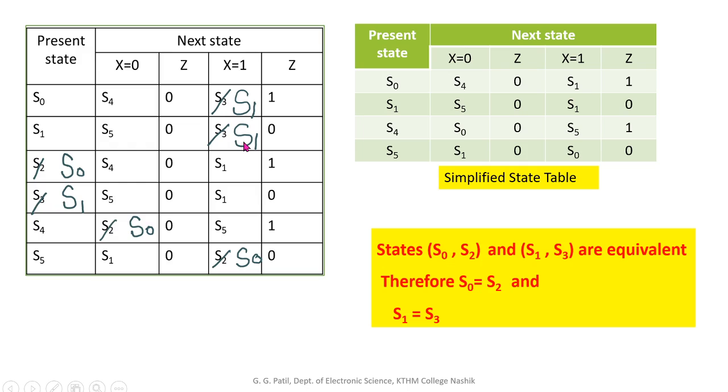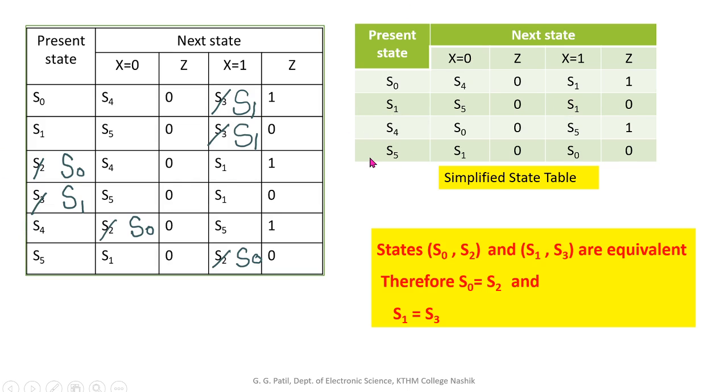And once it is done, prepare the simplified state table. If we observe this state table, the two rows S0 and S2 are the same, so instead of writing these two rows, we will replace them with a single row. This is the single row written in the simplified state table. Similarly, it is to be done for S1 and S3. A single row is written for S3 and S1, and the remaining are taken as they are, S4 and S5.